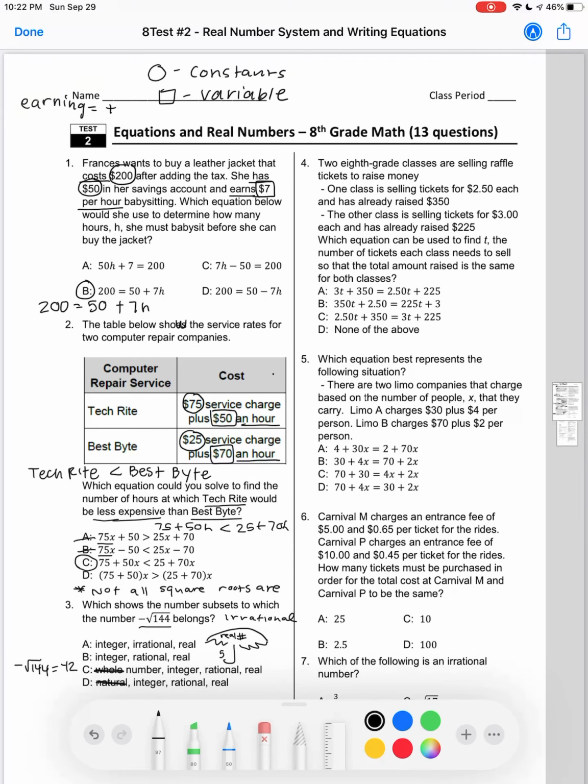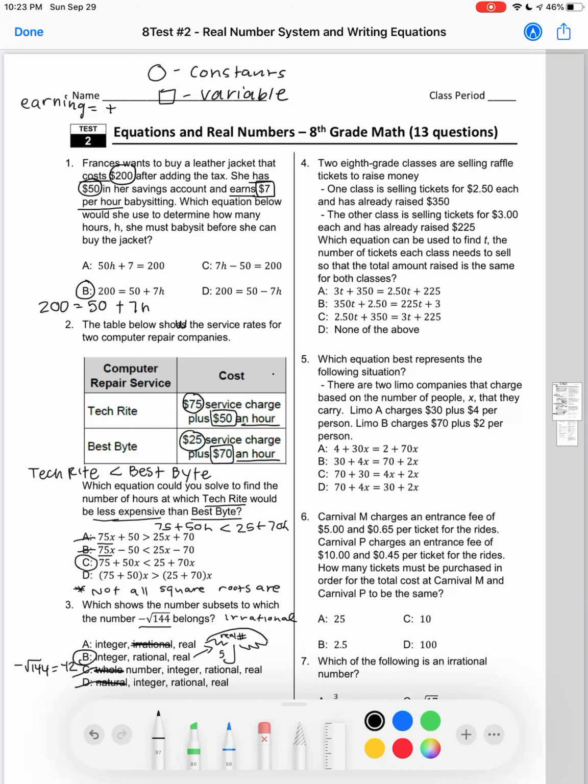Whole numbers and natural numbers, those ones can't be negative. So we know we're down to A and B, but the square root of 144 is not an irrational number, so we're left with it being an integer, rational, and a real number. So the real number, those are all of the subsets.